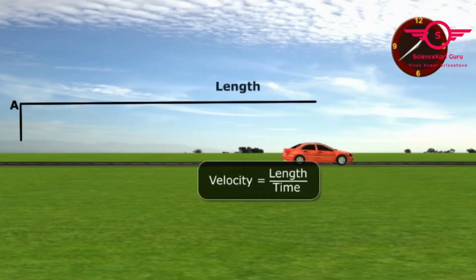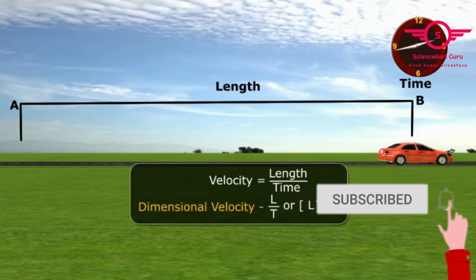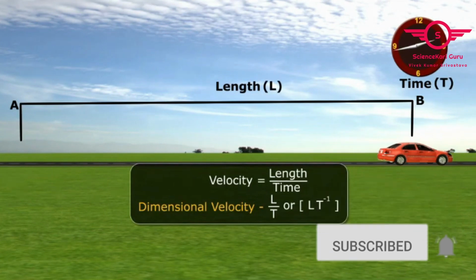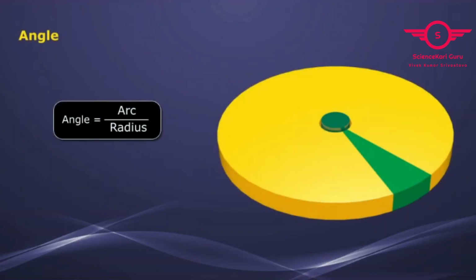Velocity is equal to length by time. The dimensions of velocity are L by T or L T to the power minus 1. Angle, ratio of arc by radius.